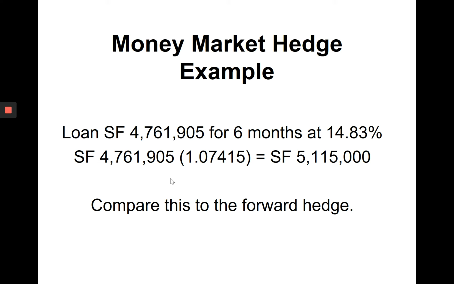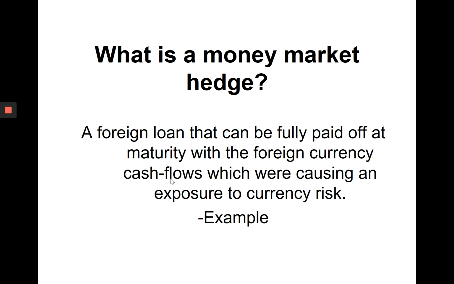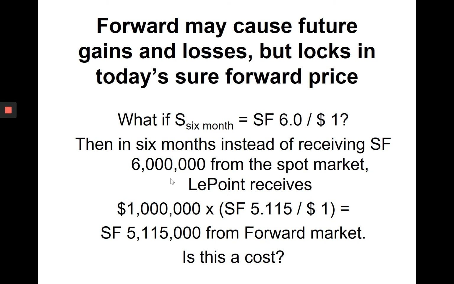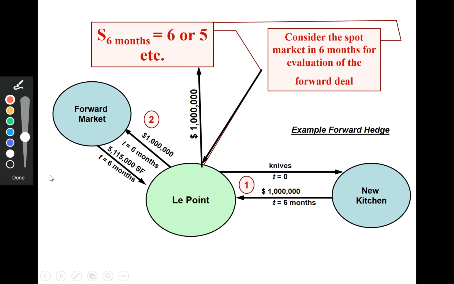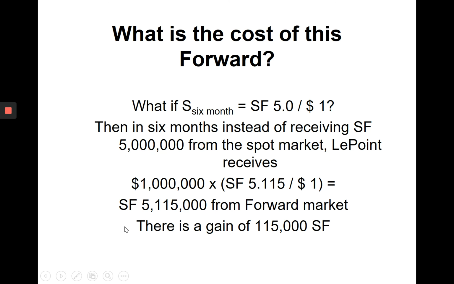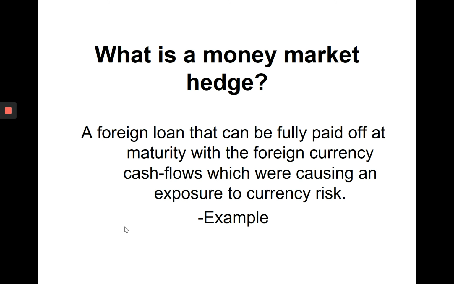Let's go back and check. The money market hedge gave us 5,115,000, and the forward hedge also gives us 5,115,000 Swiss francs after 6 months. Okay. Then the question is, how come?